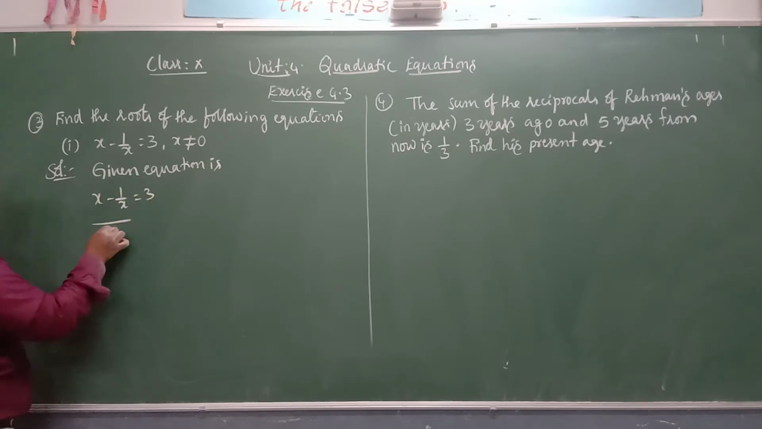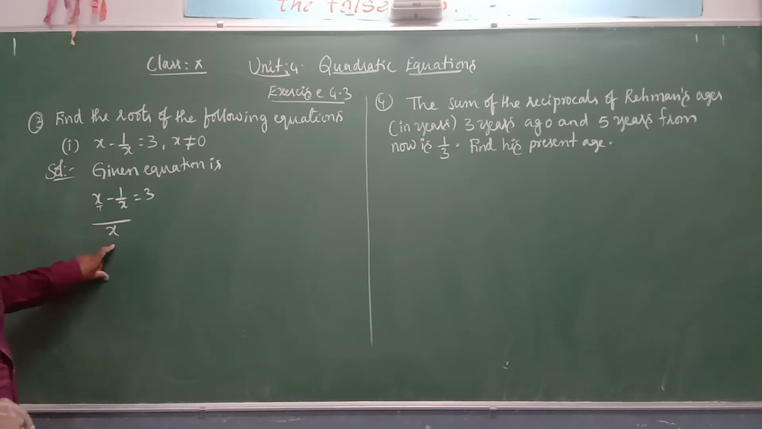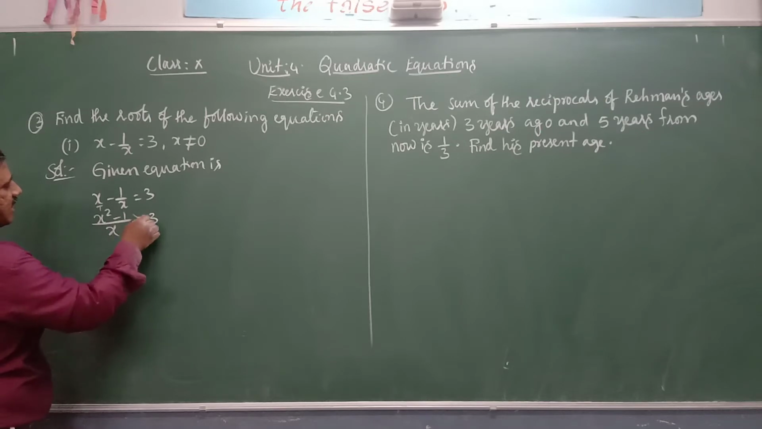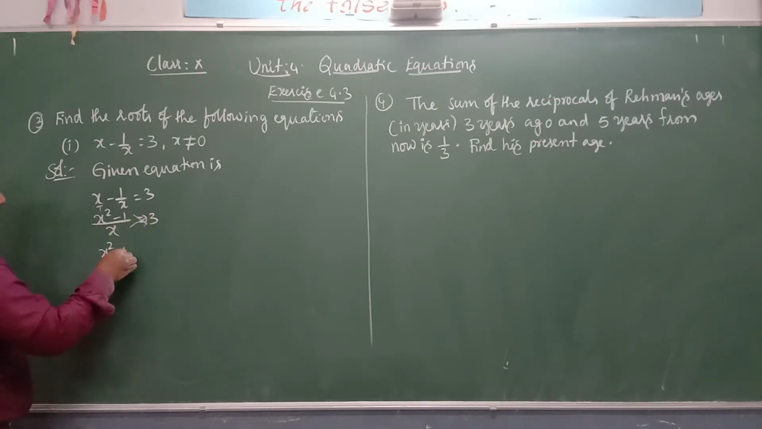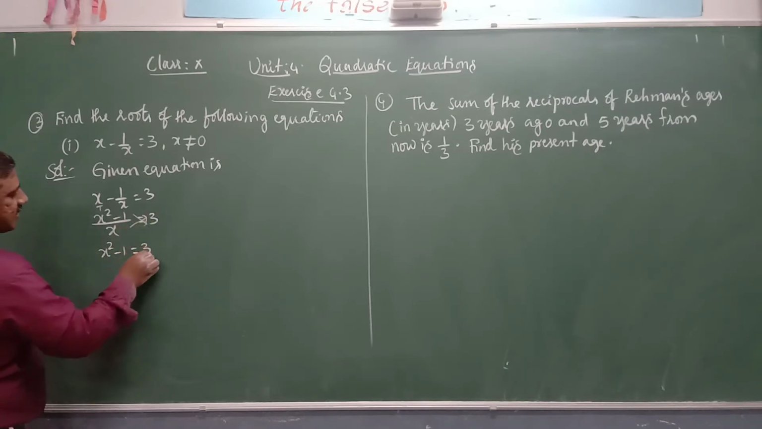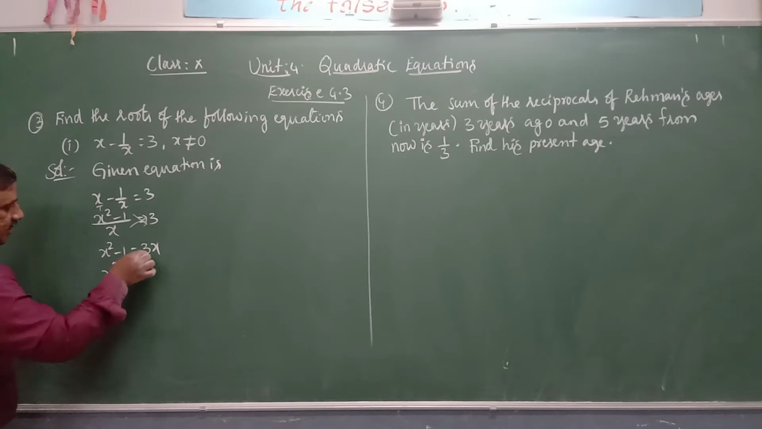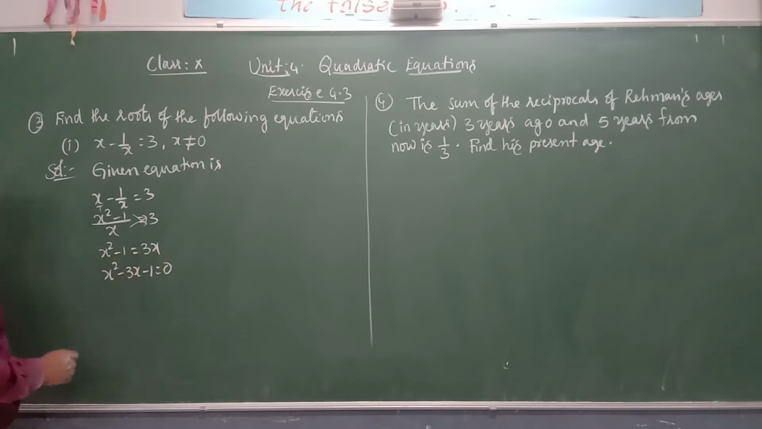Take LCM. LCM is x. Here x means x by 1, and x divided by 1 is x. x into x is x square minus 1, that is equal to 3. By cross multiplication, we get x square minus 1 is equal to 3 into x, that is 3x. Transpose 3x to the LHS, we get x square minus 3x minus 1 is equal to 0.